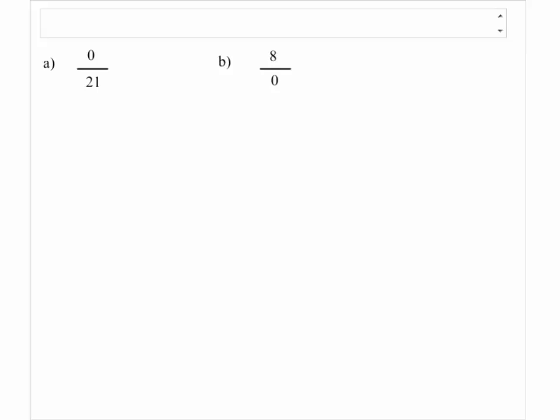Evaluate 0 over 21 and 8 over 0. The first one, 0 over 21: if you have 0 and we divide it into 21, we would get 0. Or if you have 0 divided into anything, like half of 0, would be nothing. If you take 0 and divide it into 25, it still would be 0. So the first one would be equal to 0.